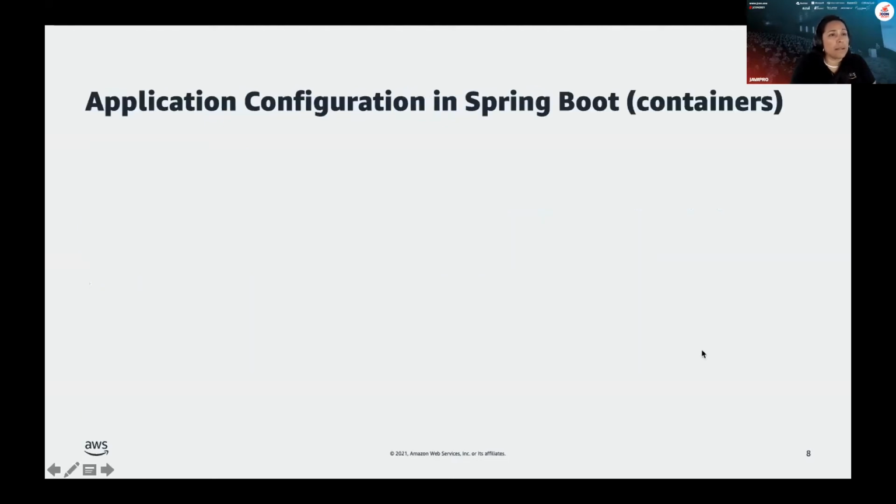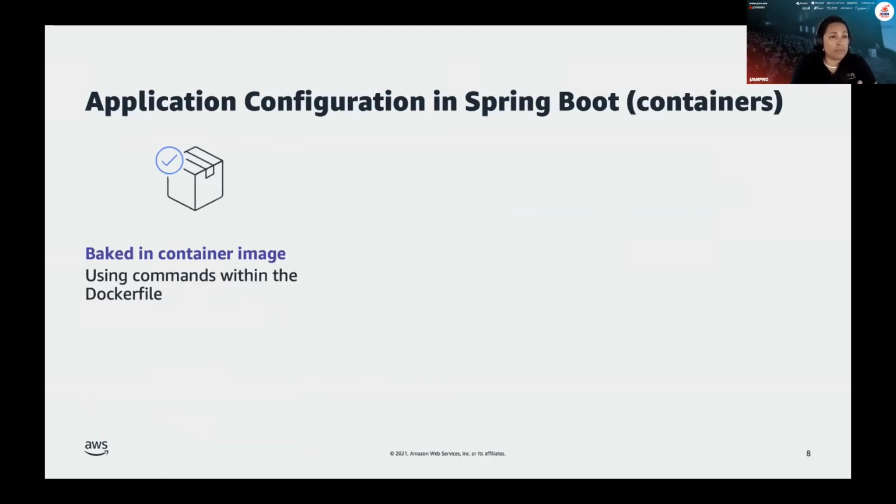So with that in mind, if we think about how we manage application configuration for Spring Boot applications, very often containerized applications, one way to do it would be to bake our configuration in the container image. So basically use Docker commands in the Dockerfile to drop configuration files in the right places. But this is in fact a bit of an anti-pattern. This goes against the premise of build once, run anywhere that containers bring to us.